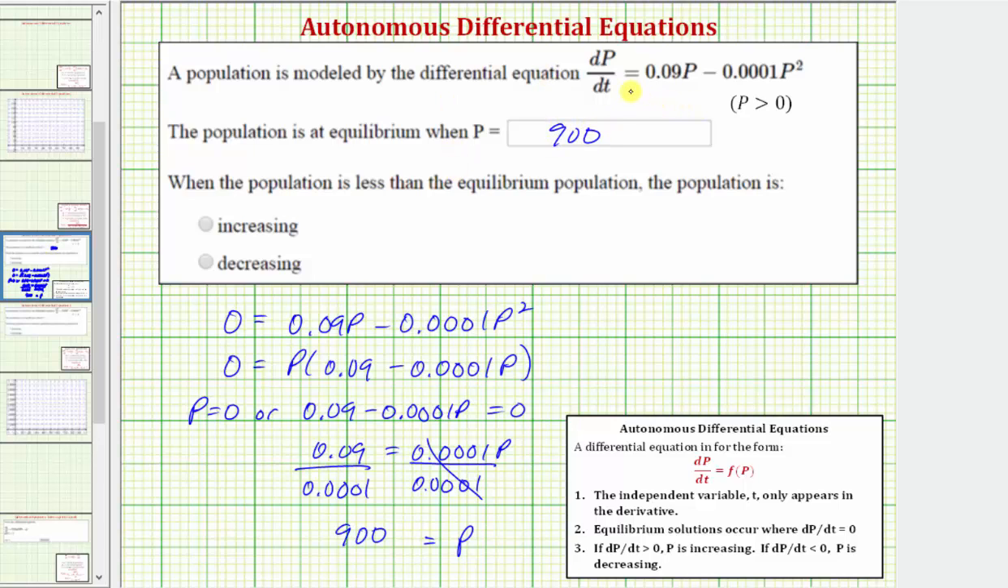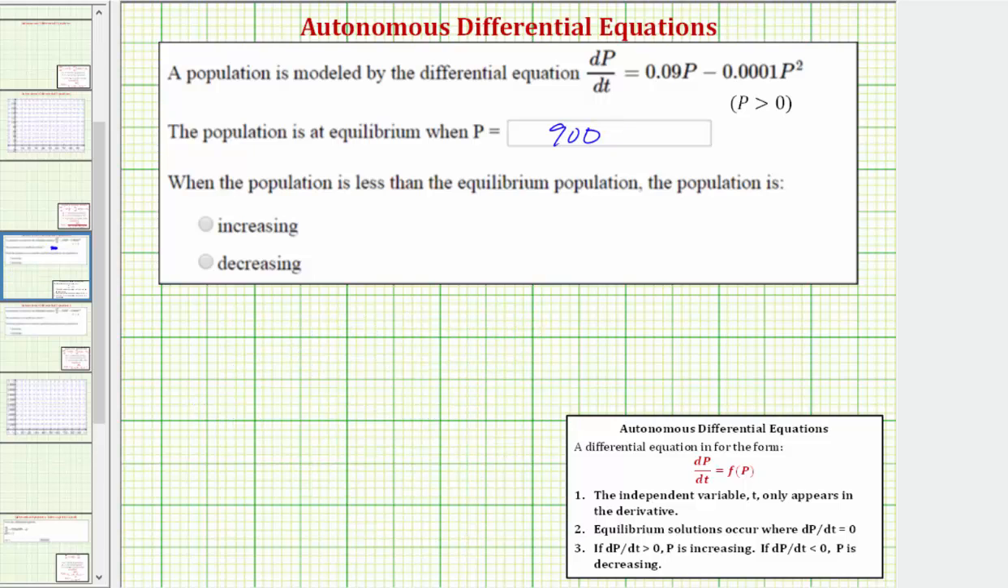And because this differential equation models logistic growth, we can also call this the carrying capacity, which we'll come back to in a moment. Now the next step is to determine whether the population is increasing or decreasing when the population is less than the equilibrium population. So to answer this question, we want to determine the sign of dp/dt over the open interval from 0 to 900. Again, we know p is greater than 0. So if we determine the sign of dp/dt in this interval, we'll know whether the population is increasing or decreasing when the population is less than the equilibrium population.